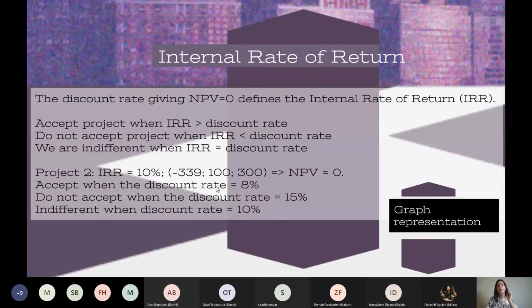So then you will accept this project. But you don't accept the project if the discount rate is 15%, or just more than 10%, because 15% is more than 10 and the discount rate is more than IRR. It means that here NPV will be negative. From the beginning, we said if NPV is negative, we don't accept the project. The same idea: if the discount rate you found, which is 15%, is more than IRR, you don't accept the project. But if the discount rate is exactly 10%, which is IRR, then you're indifferent because your NPV will be 0.